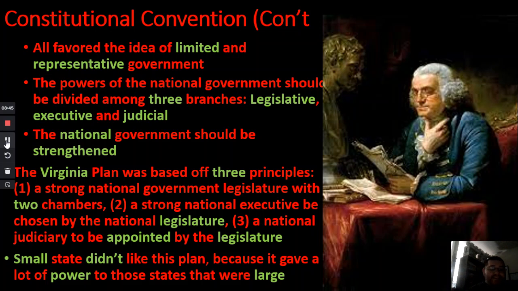So Congress would be very powerful. Now, the thing is, small states didn't like this plan because it gave a lot of power to big states. Because big states would have a lot of people in the legislature, in Congress. Because why? They represent more people. So they would have a lot of power. And if they wanted something, they could easily have their delegates and their congressmen vote for something. And then the small states, even if they united, couldn't fight back one large state, let alone 3 or 4. So they didn't like that plan.